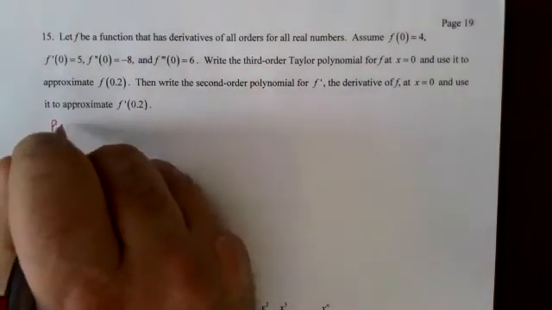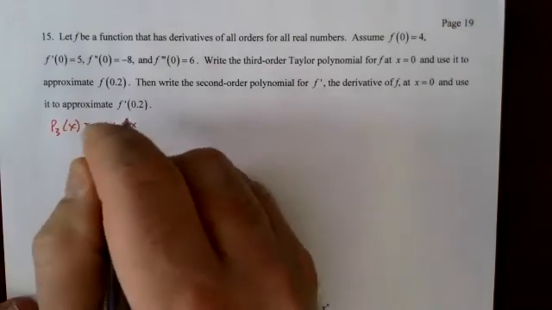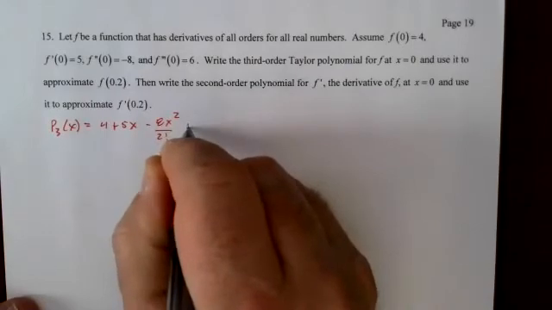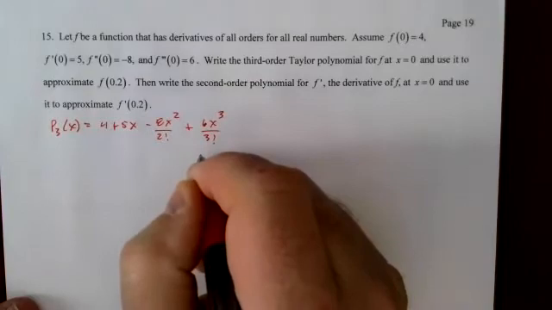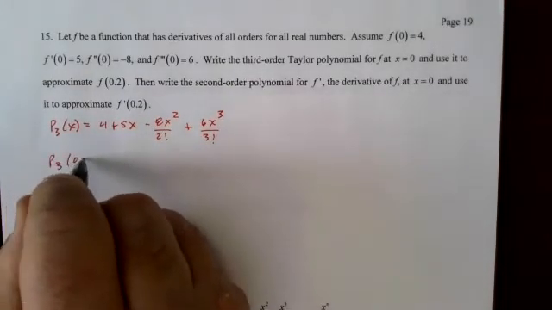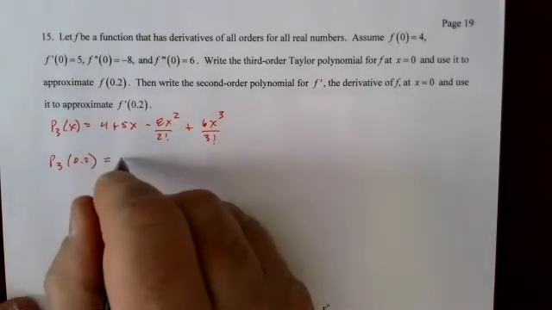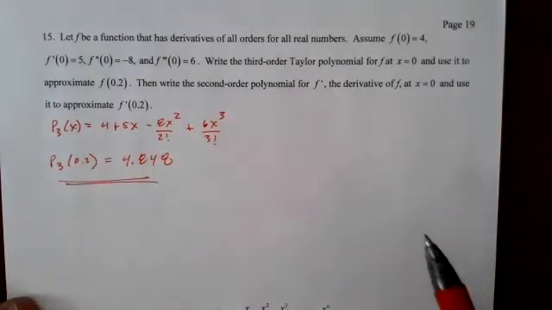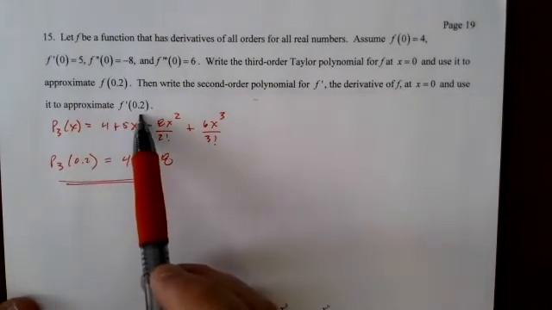So P3 of x equals 4 plus 5x minus 8x squared over 2 factorial plus 6x to the third over 3 factorial. Let the calculator do the dirty work. Plug in 0.2. This is centered at 0, so 0.2 should give us a pretty good approximation. 4.848. Unfortunately, we don't know what to compare it to. We're at the second order polynomial. Use it to approximate that.